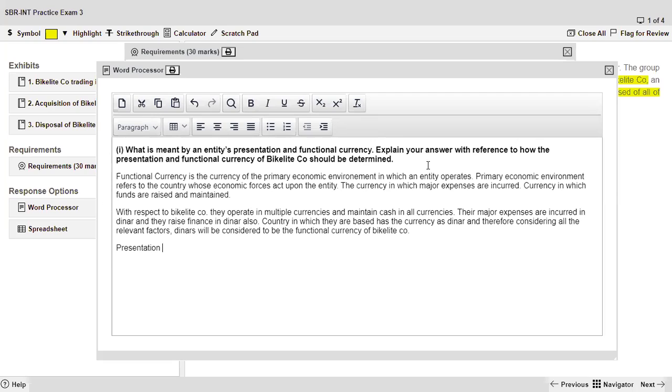The presentation currency is the currency in which financial statements are prepared.